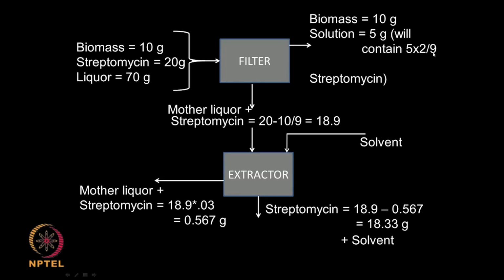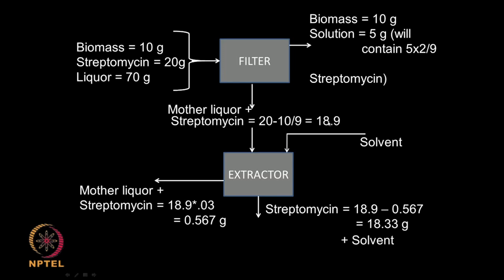Now, in this 5 grams I am going to have 2 by 9 amount of streptomycin, because as you can see here the starting is 2, liquid is 7. So, 2 by 7 is the 2 by 9 is the amount of streptomycin here. So, how do I calculate 5 into 2 by 9 here? That is 10 by 9. So, that amount of streptomycin is lost here.